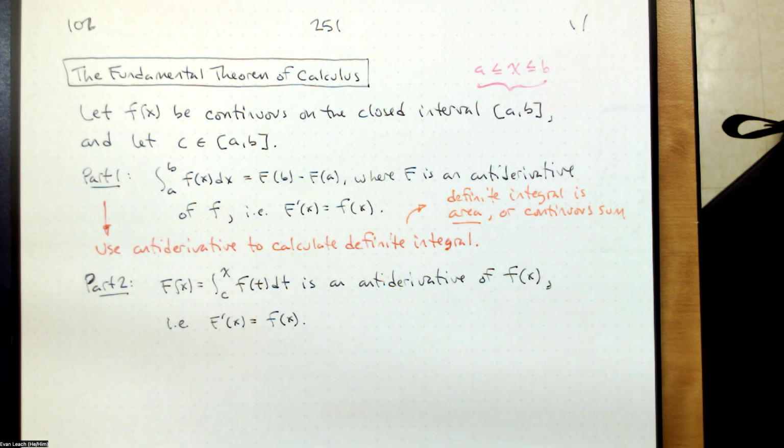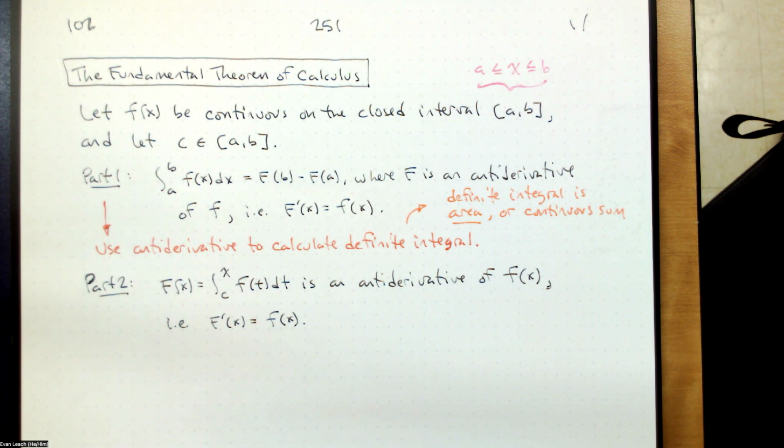Part one of the fundamental theorem of calculus is the part that we're familiar with. The definite integral from a to b of f of x dx is capital F at b minus capital F at a, where capital F is an antiderivative of little f. This is saying that the definite integral of the rate of change of a function on an interval is the change in the function on that interval. That's our way of interpreting what's going on.